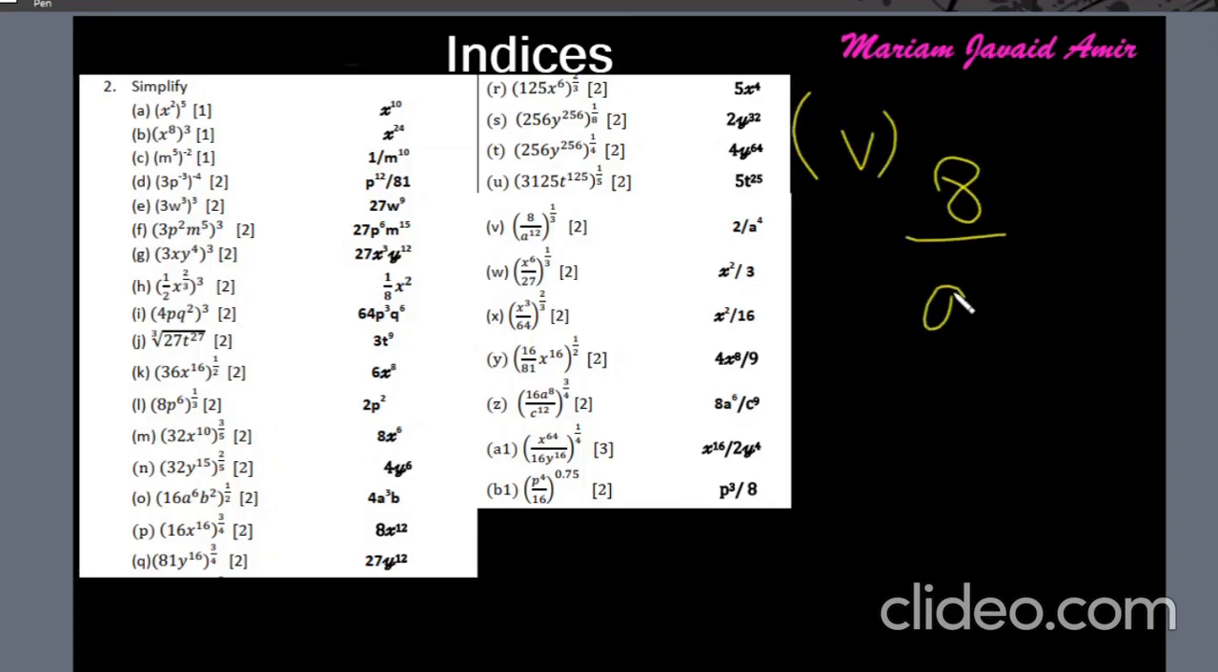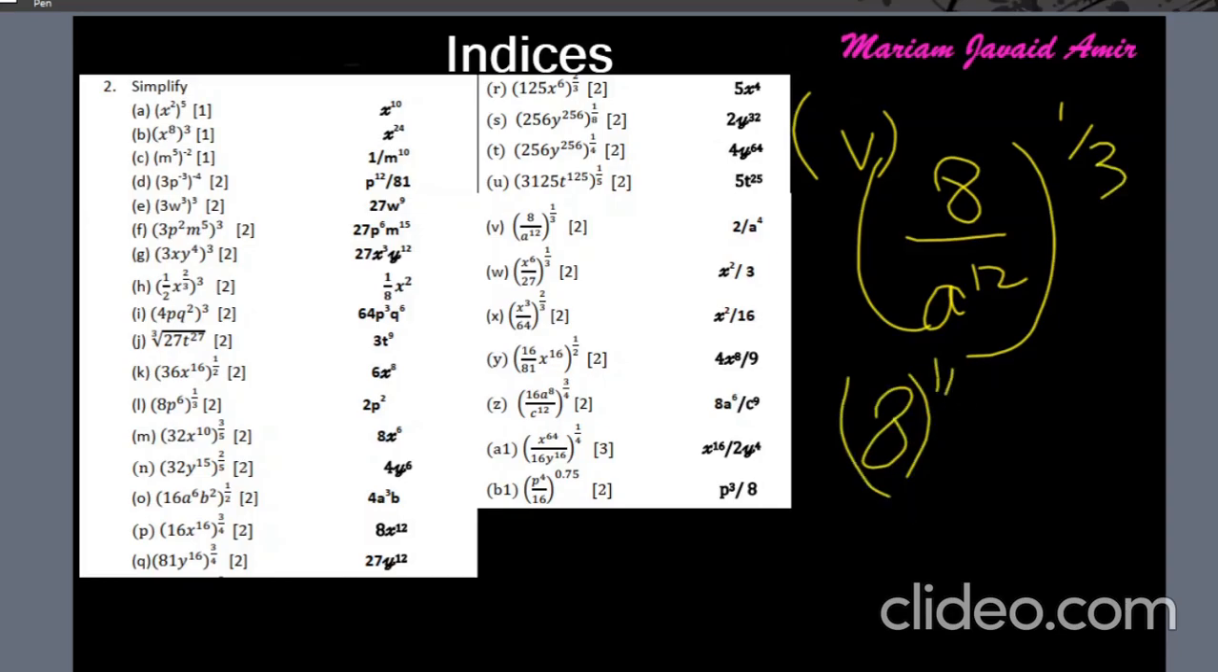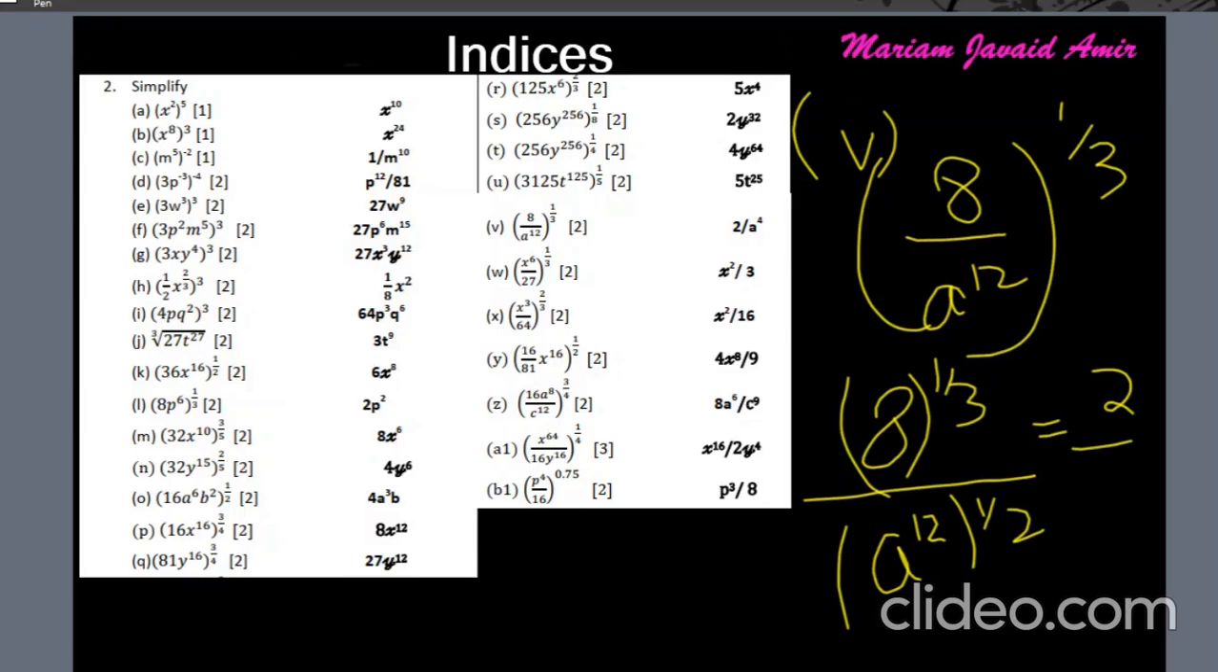8 a^12 power 1 by 3. So this becomes 8 power 1 by 3 over a^12 power 1 by 3. So 8 power 1 by 3 is 2, because cube root of 8 is 2, and the denominator becomes a power 12 times 1 by 3, which is a power 4, and this is the answer for this part.